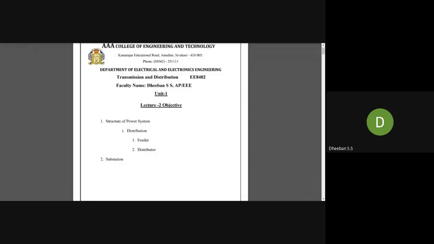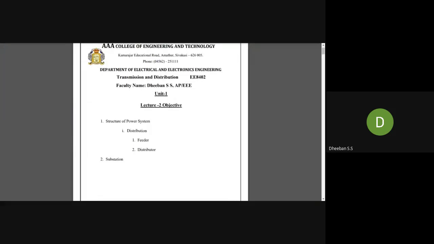So in today's lecture, we will be dealing with the other part of the power system. In the last lecture, we started with the power system, and we saw the various components used in the power system.